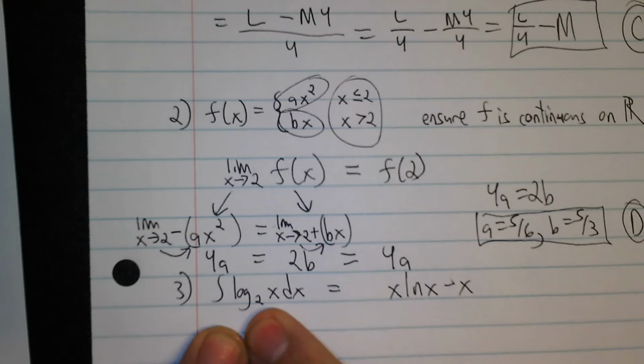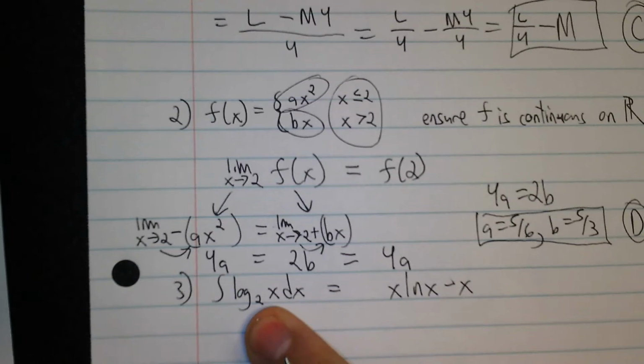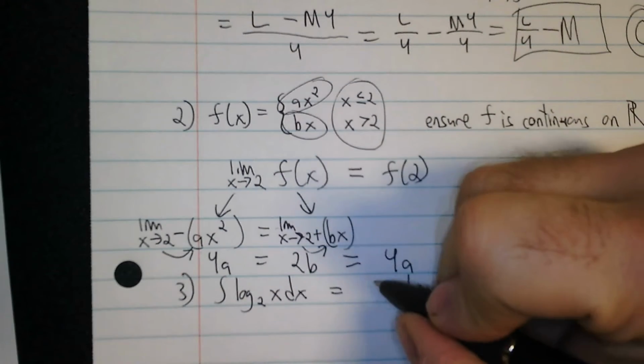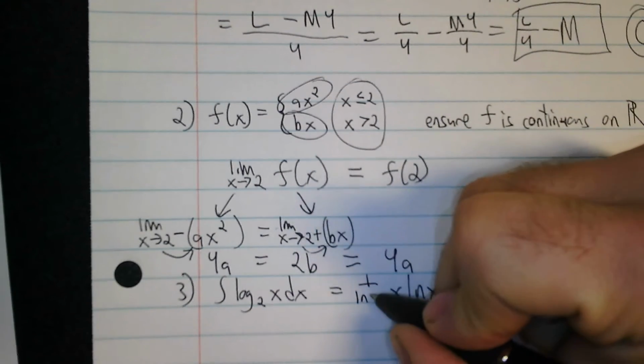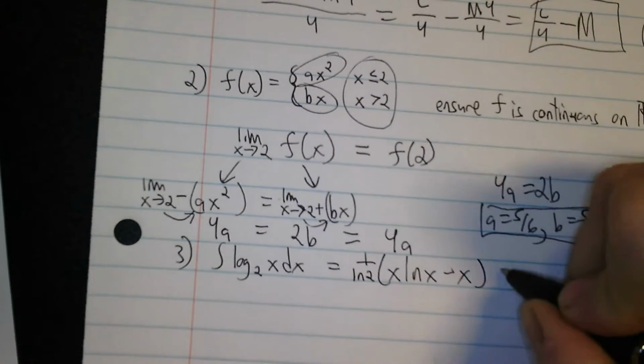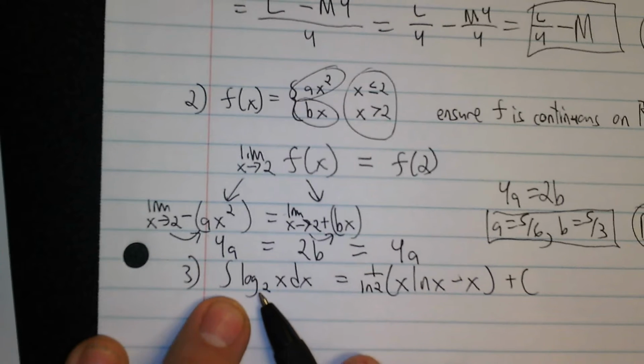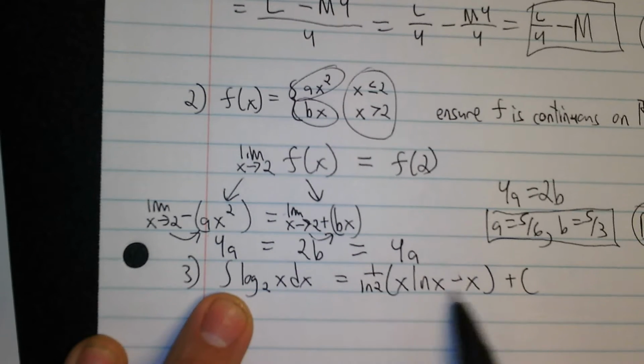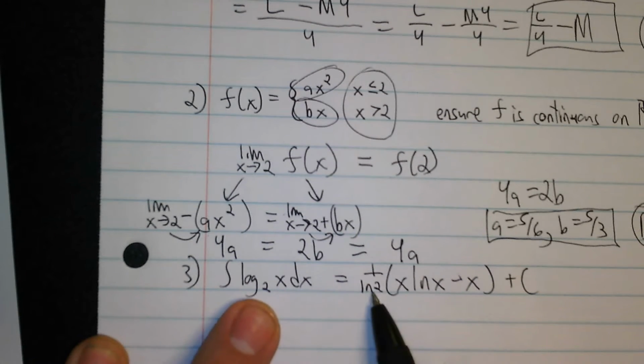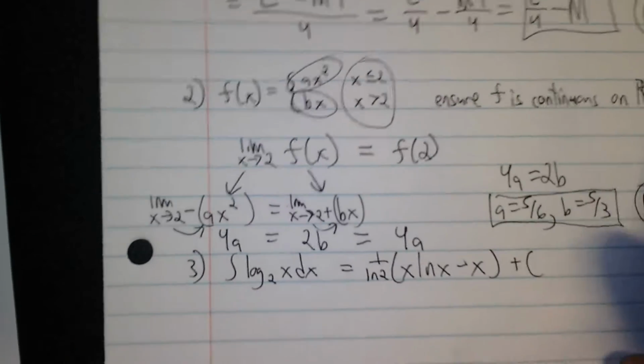What does this log base 2 do? Well, you have to remember how to adjust for it. The way you adjust for it is 1 over the natural log of 2, plus c, something like that. So it's just the antiderivative of natural log of x, which by parts you'd memorize this answer, and then with the adjustment factor, the 1 over the natural log of 2.